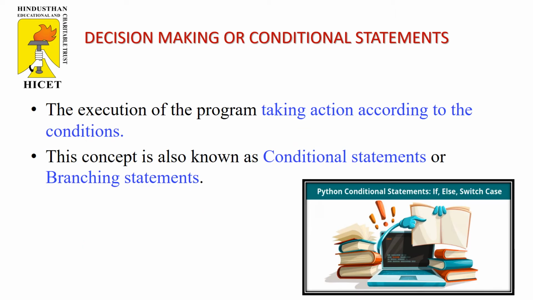Let us start with decision making or conditional statements. In every programming language, there are two different control flows. One is sequence control flow and another one is selection control flow. In sequence control flow, there is no need of a decision making process, but in selection control flow, we need to include decision making statements. So we have four different types of decision making statements in Python. The execution of a program taking action according to the condition is named conditional statements, decision making statements, or branching statements.